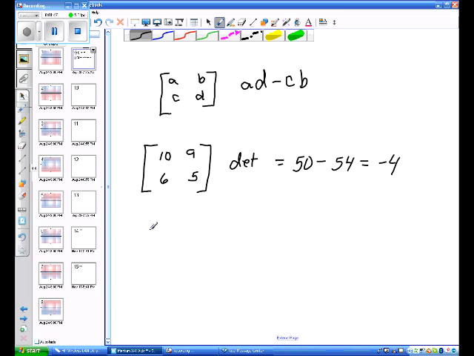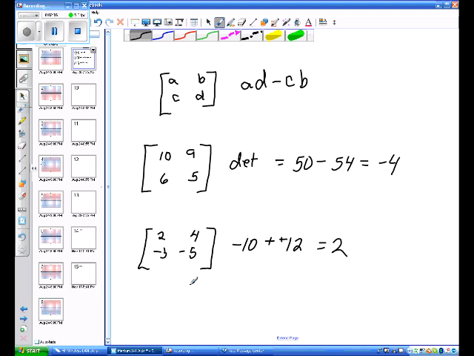If we had the matrix 2, 4, -3, -5, and we want our determinant. Well, our product going down is -10, minus our product going up, which is -12. Well, minus a negative is a plus, so this would be 2. So it's fairly simple to get a determinant for a 2 by 2 matrix.